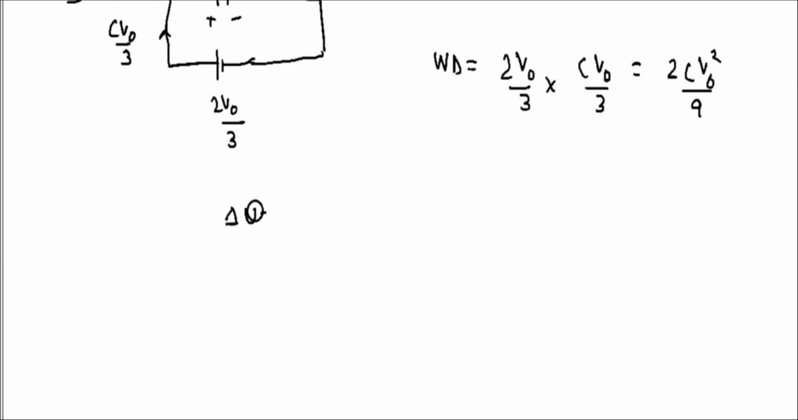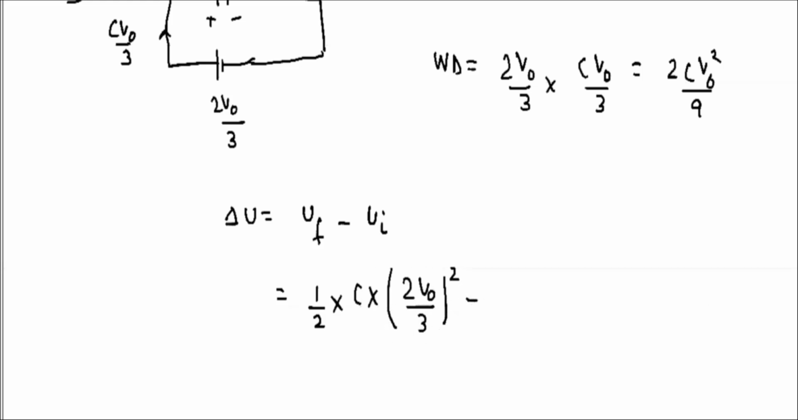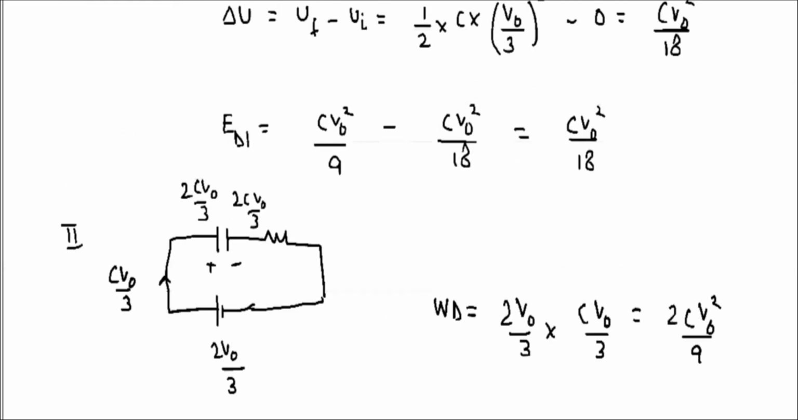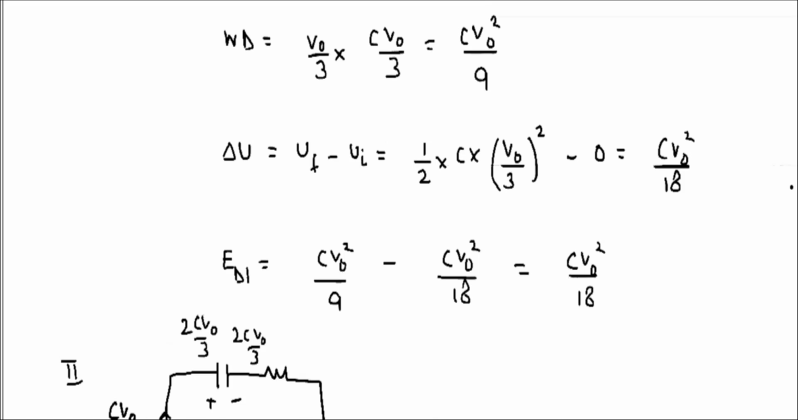Now delta U would be equal to U final minus U initial. So what is the value of the final energy which is stored? Half into C into V square. Now what is the potential? 2V naught by 3, square, minus what was the initial potential. The initial energy we have already calculated, this value turns out to be CV naught square by 9, because initially this was 0. So U final would be equal to CV naught square by 18.